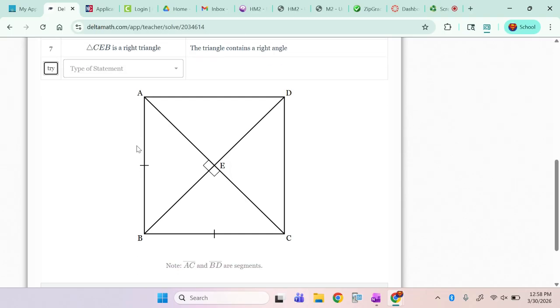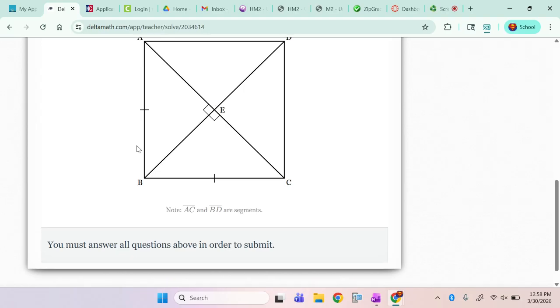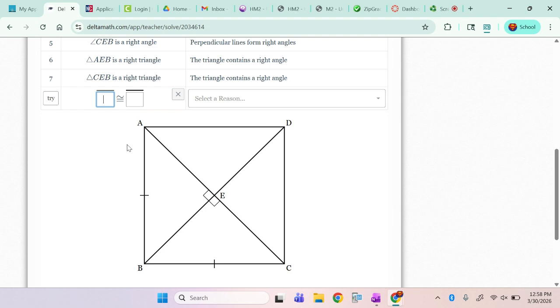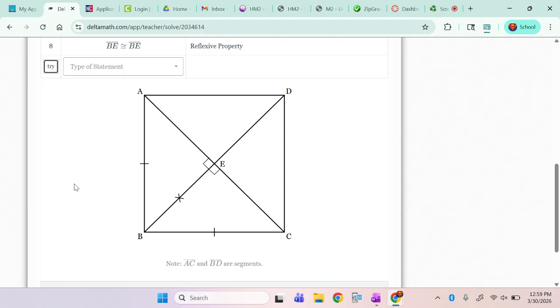Now, isn't there another side that I can say is congruent in these two triangles? I got the hypotenuse, now I need the leg. Is there a leg of these two that I can absolutely say is congruent without a doubt? BE. Why? Can I say that BE is congruent to itself because they share it? What's that property? Reflexive. So now I got enough information to say that these two triangles are congruent by hypotenuse leg.